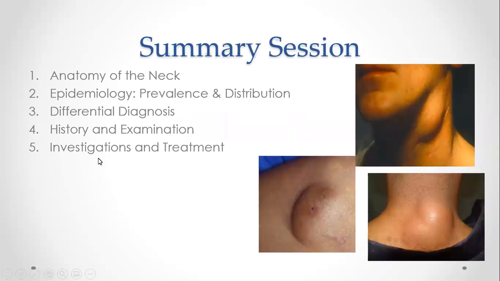Okay. So the summary of these sessions includes the anatomy of the neck and epidemiology, the prevalence and distribution of the neck swellings, what the differential diagnoses are, what we should ask in the history, and what we should examine in a patient presenting with neck swellings. And then I will talk about the general investigations and treatment outline for the patient with neck swellings.